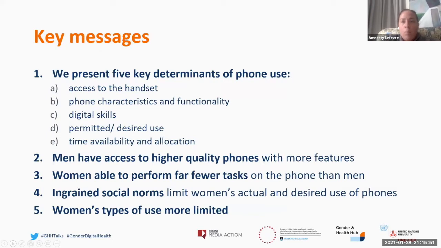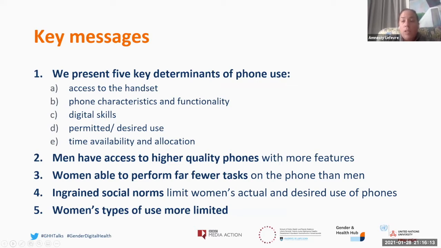The first point is that men have access to higher quality phones with more features than women. Second, women are able to perform far fewer tasks on the phone than men. Third, ingrained social norms limit women's actual and desired use of phones. And lastly, women's types of phones are more limited than men's.